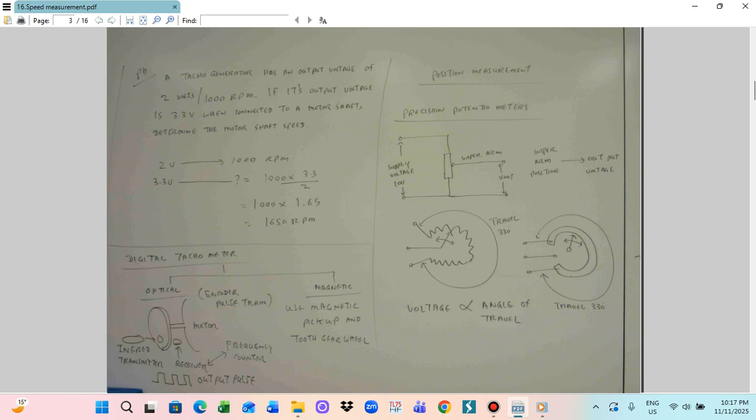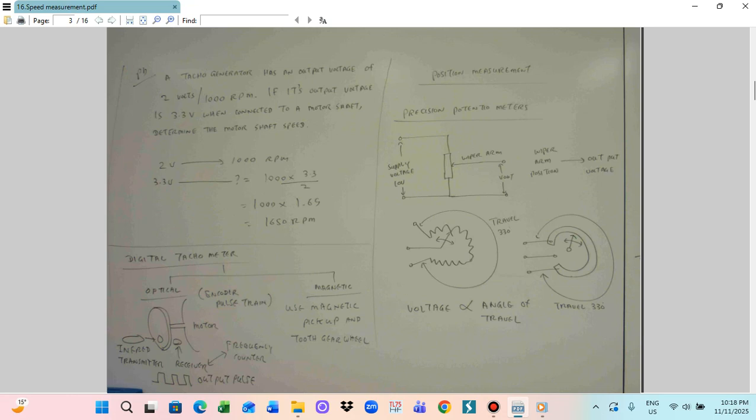So by knowing the output voltage, you can also determine the position of the wiper arm. In this case, normally we use a linear type. Another one is a circular type. Circular type means this is a circular shape. Okay, this is a wiper arm.